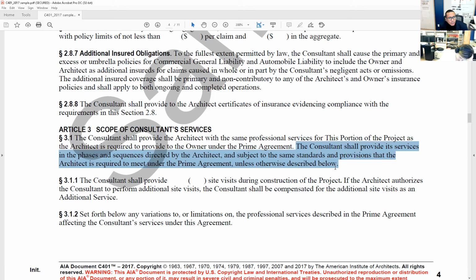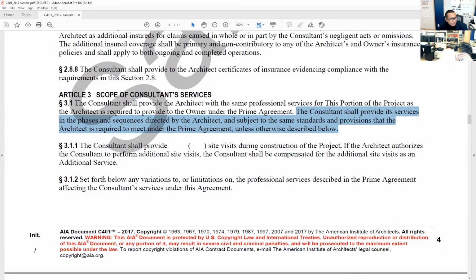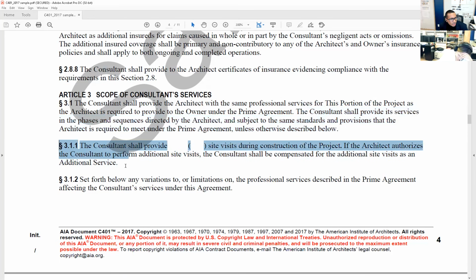The consultant shall provide its services in the phases and sequences directed by the architect and subject to the same standards and provisions that the architect is required to meet under the prime agreement unless otherwise described below. Self-explanatory. The consultant shall provide an amount of site visits during construction of the project. If the architect authorizes the consultant to perform additional site visits, the consultant shall be compensated for the additional site visits as an additional service.